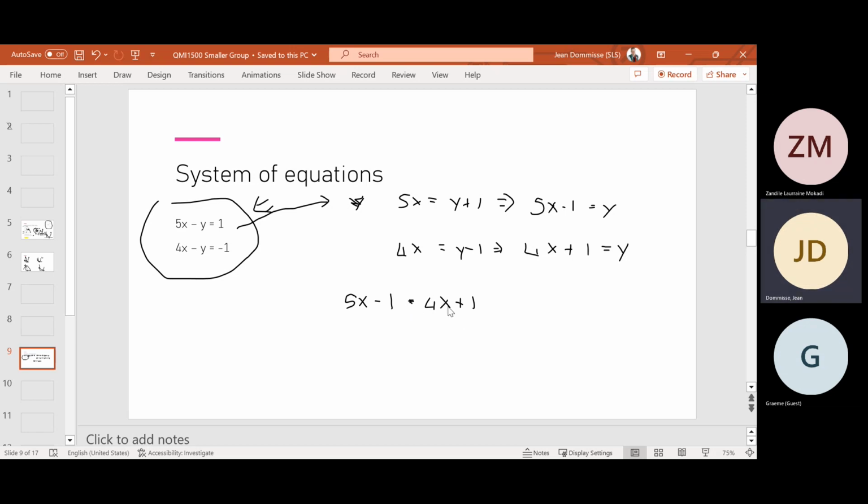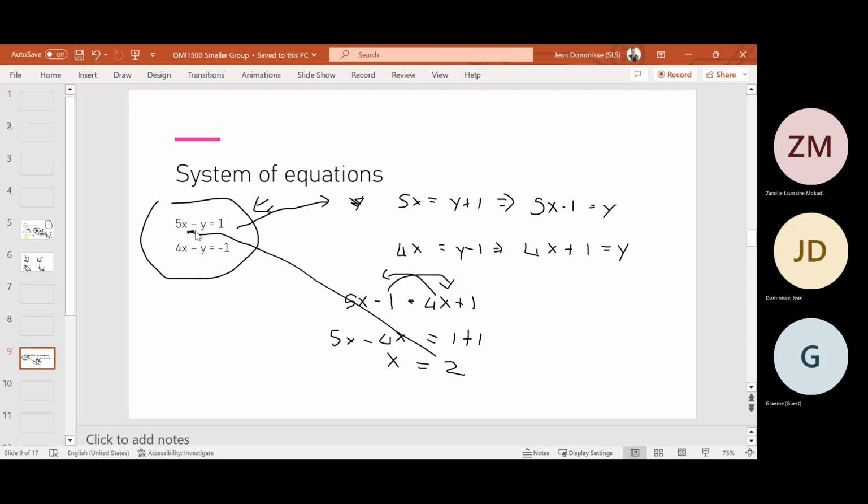Okay, so in this instance, I will take the 4x over to that side, so it's 5x minus 4x, and on this side, it's minus 1, and that will go over, so it will become positive 1. So x will be equal to 2, and then I can just replace that x equal to 2 in there.